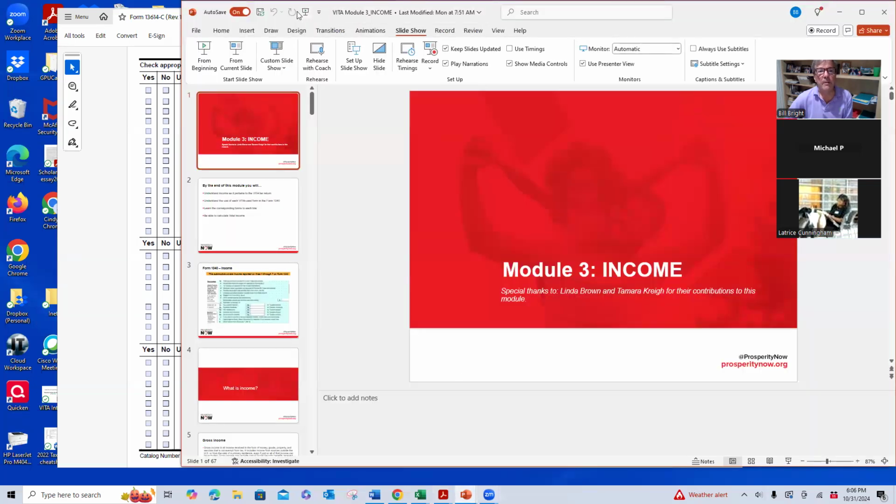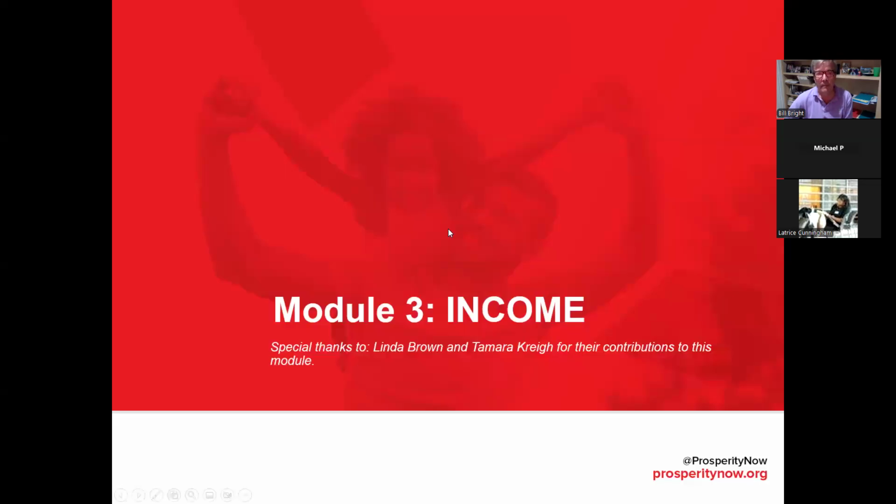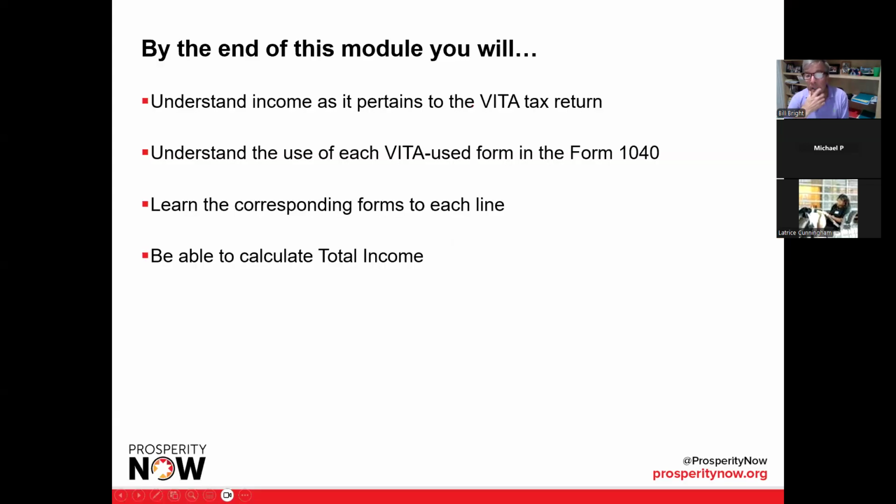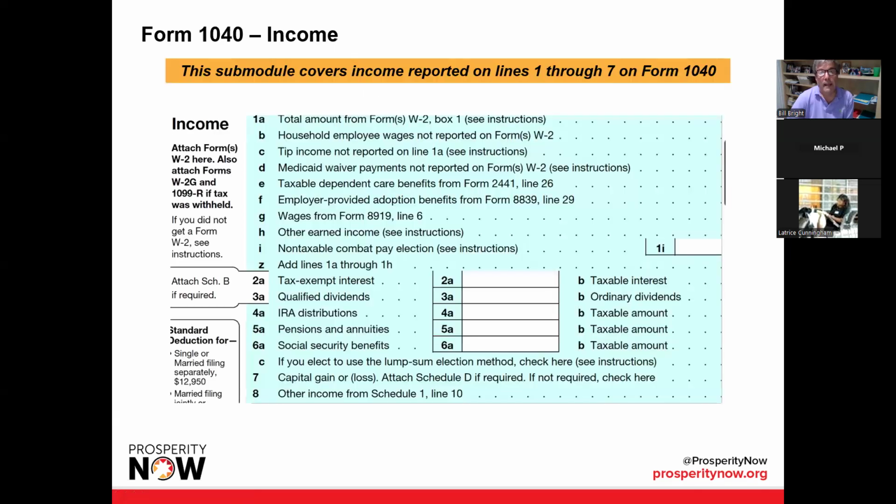Okay, so tonight we're going to be talking about income. This is basically what it says. We're going to focus on what income pertains to VITA, and where different forms go on different lines for the 1040, and how all that flows into what's called total income.